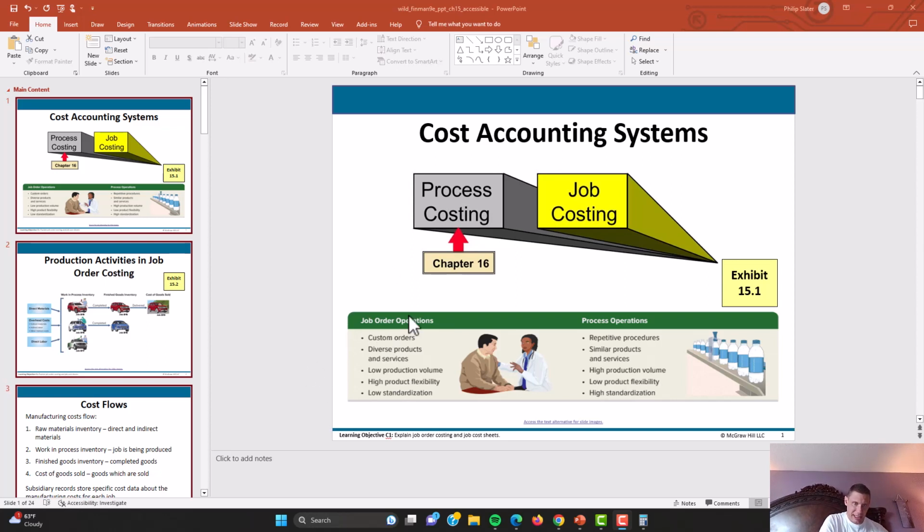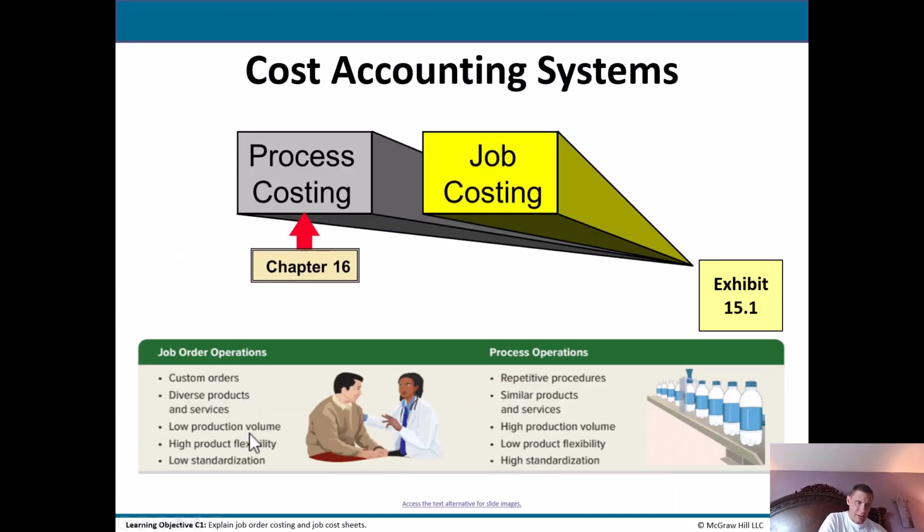If you look down here, you can see some examples of job order operations. As I just said, custom orders. Let's make this a little bigger. Diverse products and services, like a range of different products, low production volume. And then over here we're comparing the two. Custom orders compared to process operations, repetitive procedures. Diverse products and services, similar products and services for process operations. Low versus high production volume. High flexibility versus low flexibility, and low standardization relative to high standardization.